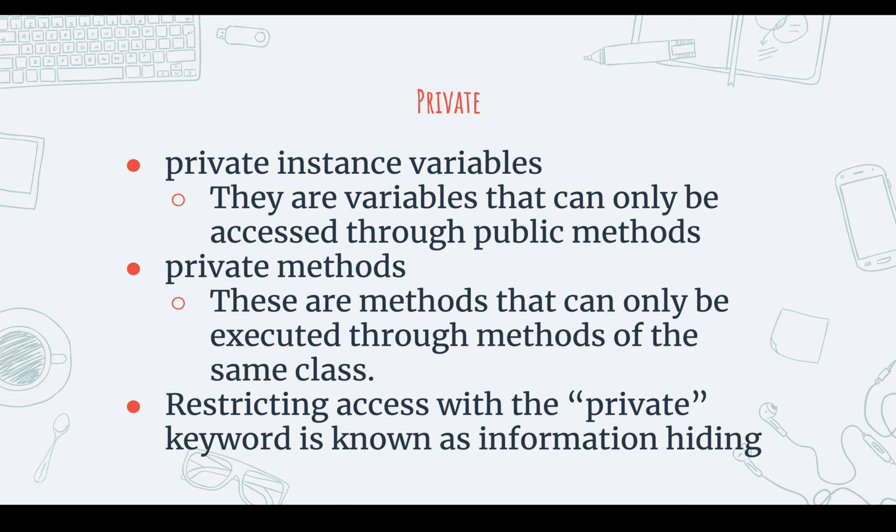So I can't access a private method from another class that has a main method because it's a private method. Private methods can only be accessed by other methods that are in the same class. And restricting access with the private keyword is known as information hiding.